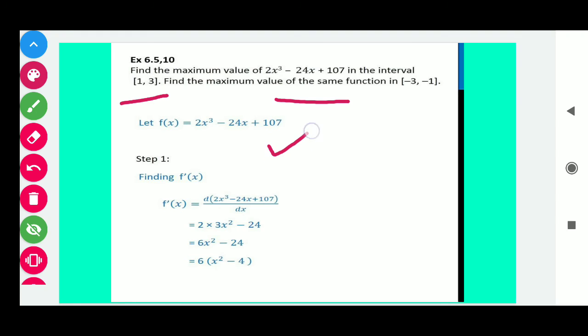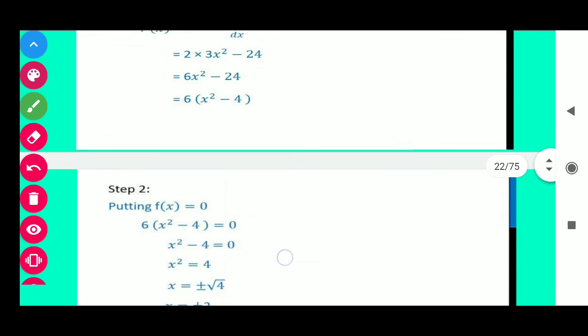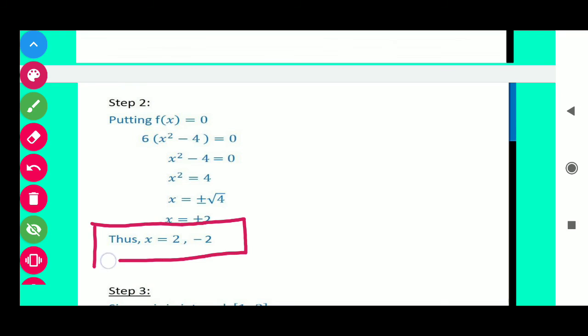Here we have the given function 2x cube minus 24x plus 107, and step 1 is to take the derivative. You can see here, the derivative of x cube is 3x square, so we get 6x square, and the derivative of minus 24x is minus 24, and here 107 is a constant, so its derivative is 0. In this way we take 6 common: 6(x square minus 4), and by making the factors we get 6(x minus 2)(x plus 2). So for that we get the critical points 2 and minus 2.